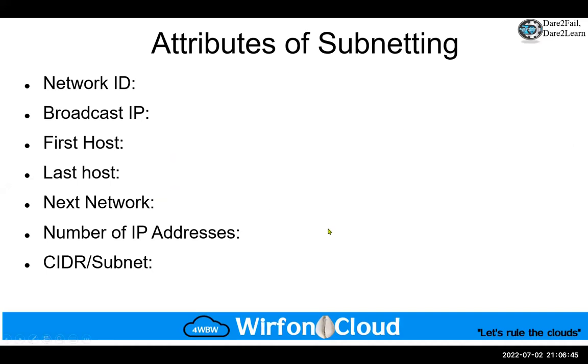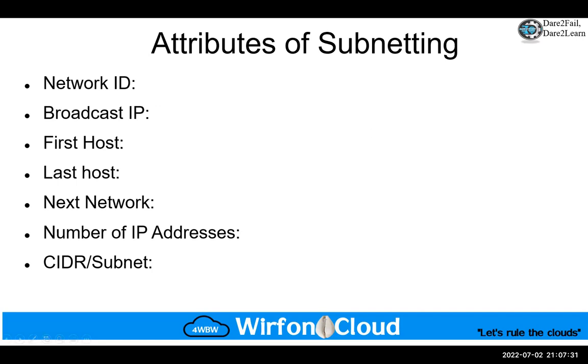The next network is the IP address after the broadcast IP. And the number of IP addresses is how many IP addresses you have within your subnet. We can do that using the formula of 2 to the n, or 2 to the 32 minus your prefix. And the CIDR or subnet is just converting between your CIDR and your subnet notations. Okay, so just for everyone who has a pen and a paper, just write this down against the different attributes.